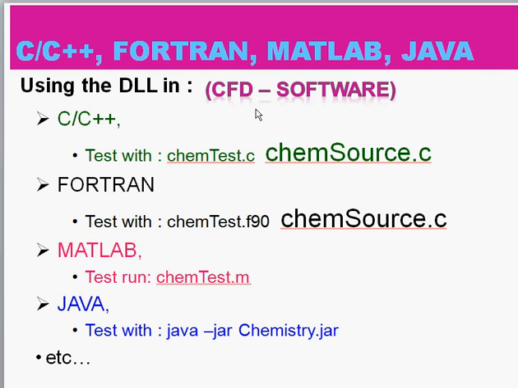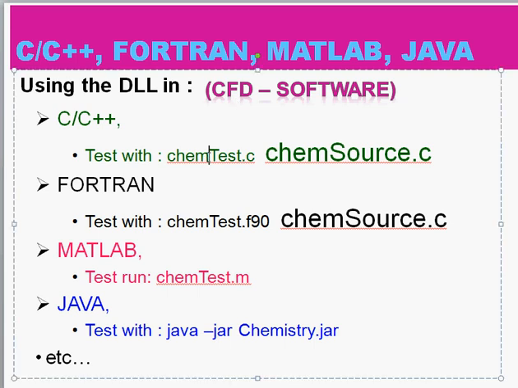The ChemTest files are just test cases that demonstrate how to hook up the chemistry with other programs. The ChemSource.c and the .h file are just a bridge between the ChemTest, the user or the CFD, and the DLL itself. The ChemTest is just a file that shows how to call the DLL by using this ChemSource file. This bridge file is only important for Fortran or C or C++.